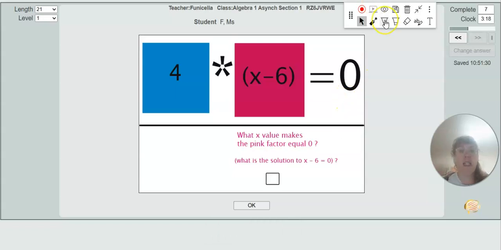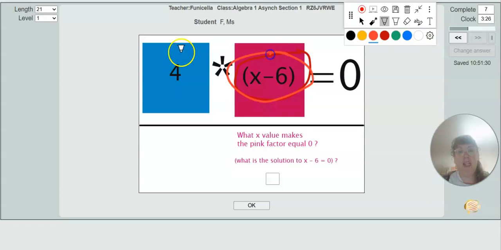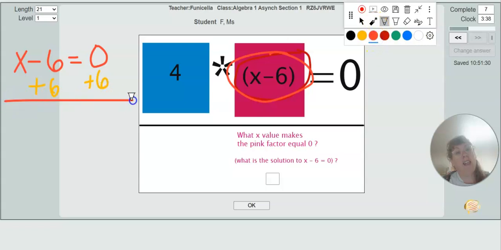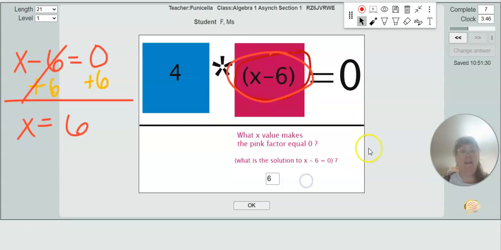4 times (x minus 6) equals 0. What x value makes the pink factor equal to 0? So we take this pink factor, which is x minus 6, and we just set it equal to 0. And then we can solve. Because it's a minus 6, we're going to add 6 on both sides to cancel it out. And then we get x equals 0 plus 6, which is 6. So when x is 6, that factor will equal 0, right? 6 minus 6 equals 0. Perfect. So we're plugging in 6 for our solution, and then you can hit OK when you're ready.